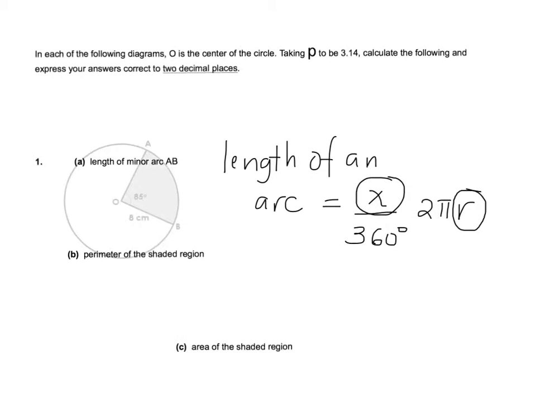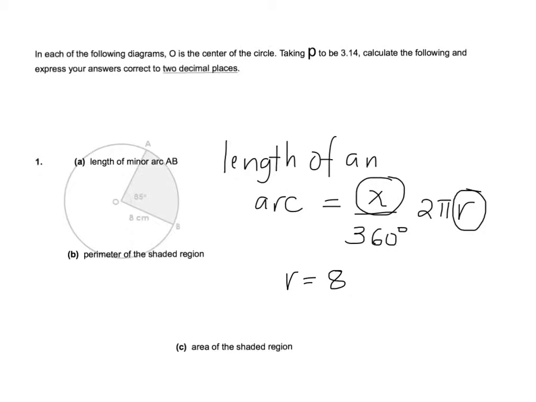So we look at the diagram and we have to find this information. R is the radius. The radius is from O to A or O to B. O to B, the measure is 8. So that means r is equal to 8.